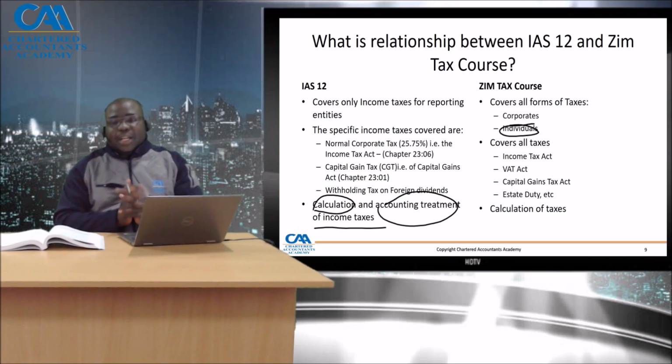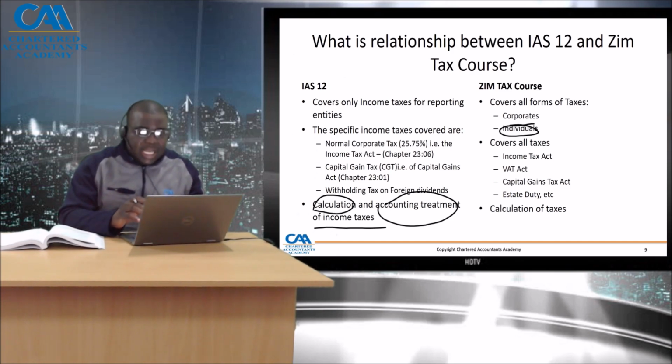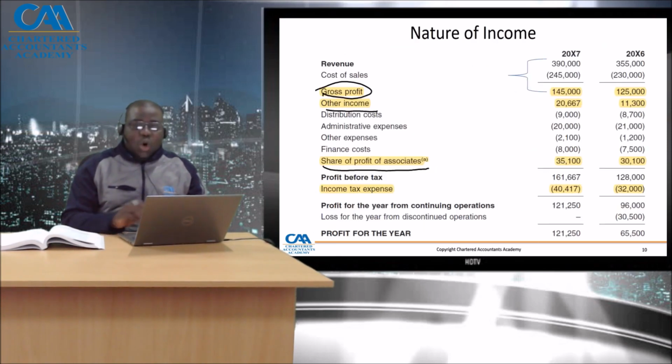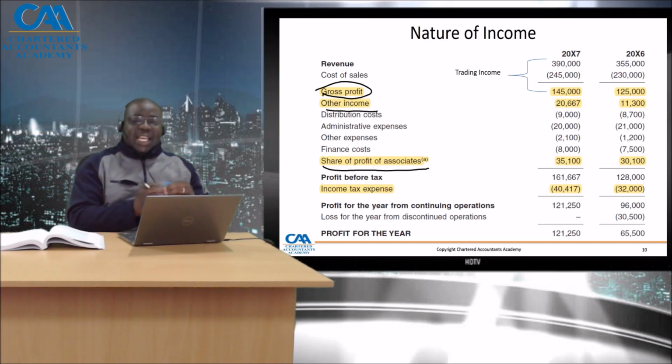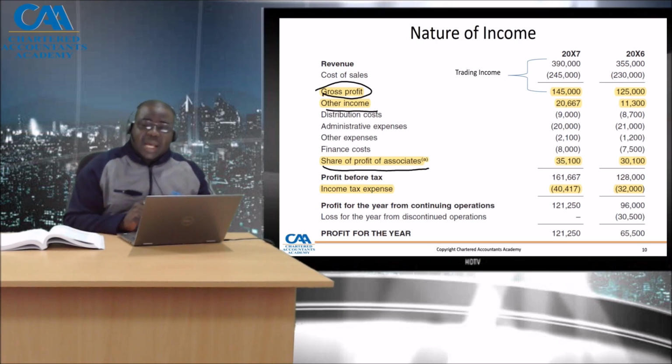Let's look at the nature of income. For one to understand the nature of income, we have to look into the profit and loss account and the other comprehensive income. By looking at the profit and loss account of an entity, we have what we call the trading income. Trading income comes from trade, from what a business has been primarily set to do. As an example, CAA has been set to provide tuition. So the trading income is where you find revenue from tuition and all costs of sales directly linked to it.